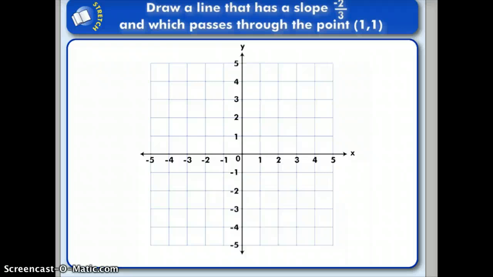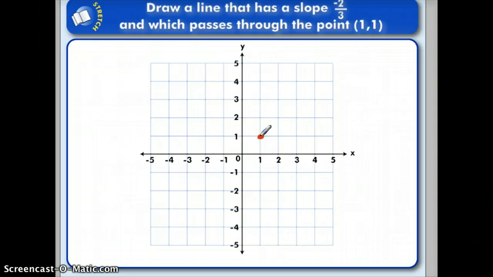Okay, so the last one we're going to do, and then you're going to try some practice problems. You're going to draw a line that has a slope of -2/3, and it passes through point (1, 1). So the first thing that I would do is plot that point, (1, 1). So on your graph paper, you're going to want to pause this, make this graph, draw a point on (1, 1). Okay, hopefully you're back and your graph looks like this.